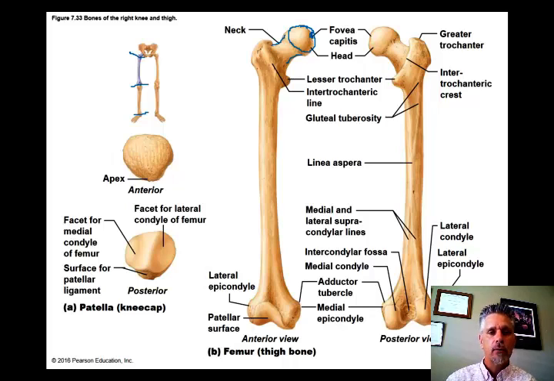Now realize over here, this is the anterior view. This is the posterior view. We can see that there's some bumps there. There's a small bump down below and a big bump up top. So the one up top is called the greater trochanter, and the one down below is called the lesser trochanter.